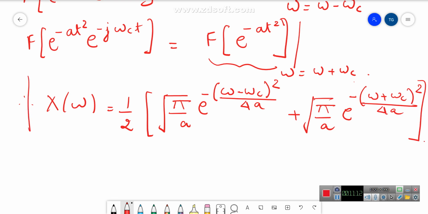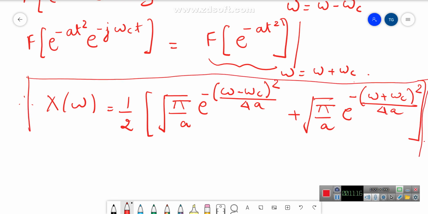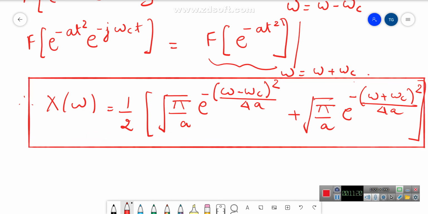So this is how we calculate the Fourier transform of the Gaussian modulated signal. I hope you have understood how to find the Fourier transform of a Gaussian signal and a Gaussian modulated signal. I hope you have enjoyed my lecture, and thank you.